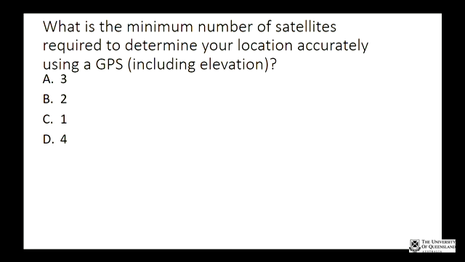Okay, this is an easy one. What is the minimum number of satellites required to determine your location accurately using GPS, including elevation? Four satellites. You need four. In theory, if your clocks are all perfectly synchronized, you could get your location with three, but because the clock on your GPS device isn't synchronized with the satellite clocks, you need that fourth satellite to do that synchronization of the clocks. That's why you need that fourth. Okay, make sense?